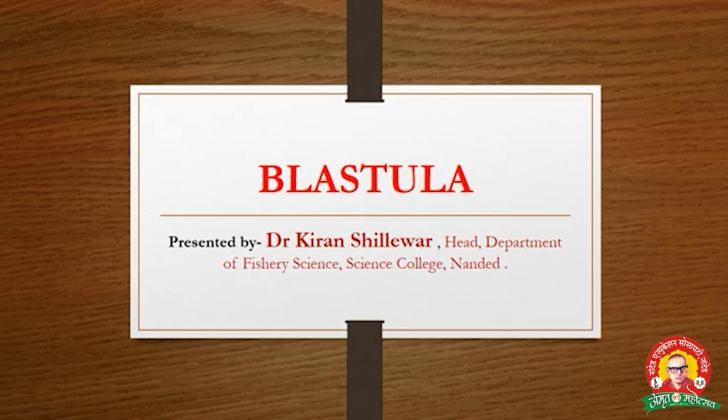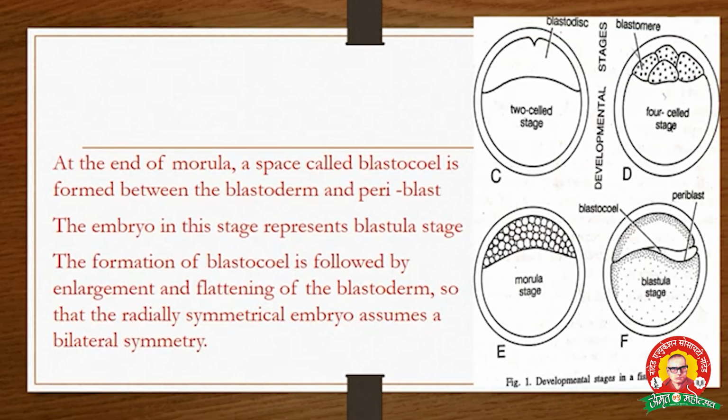Then about the cleavage: after fertilization, mitotically there are 2 cells, then the cleavage gives 4 cells, then 8 cells, and then the 16-cell stage. All these processes form the morula. After the morula, the next stage is the blastula. Today we will see about the blastula. This is the process of development of stages of fish.